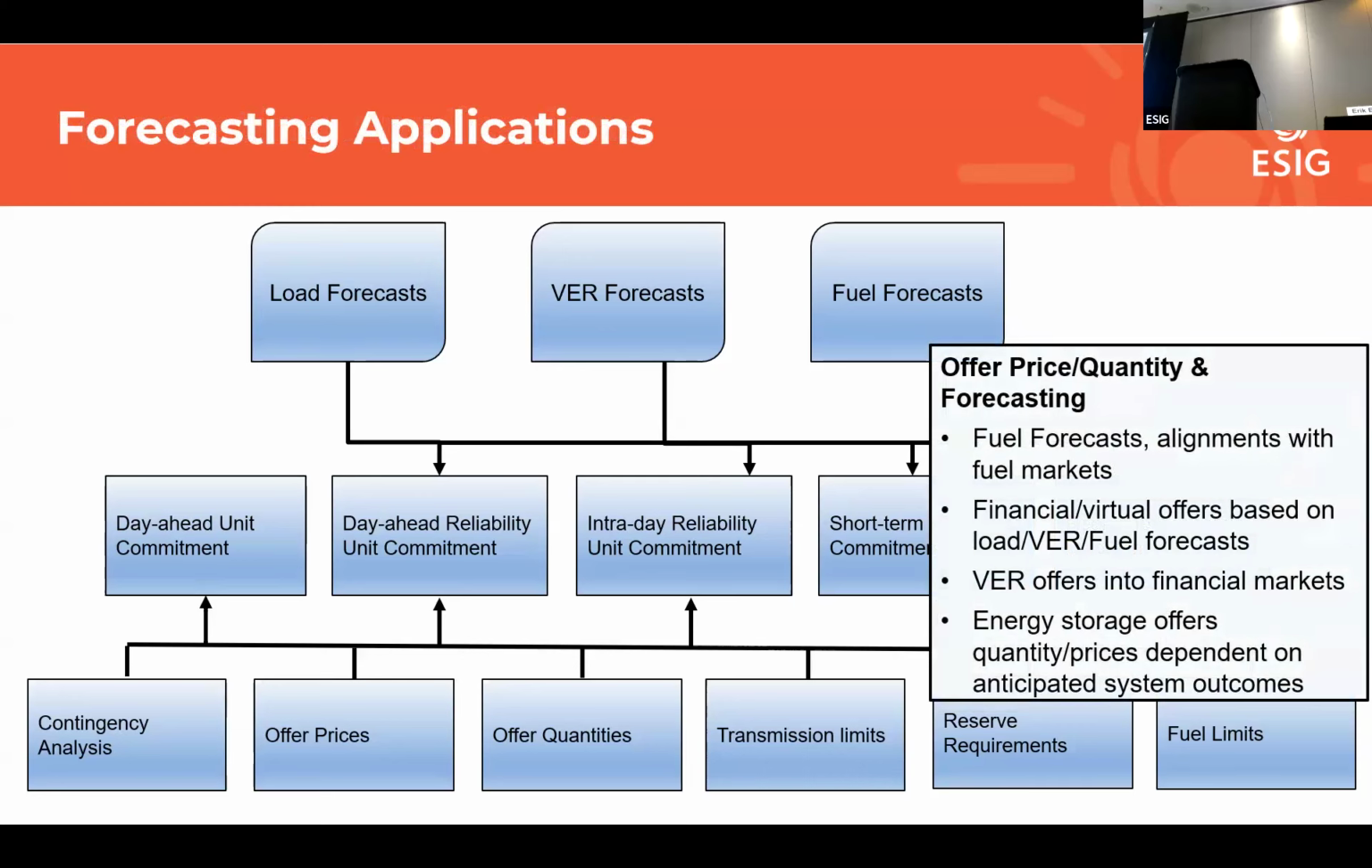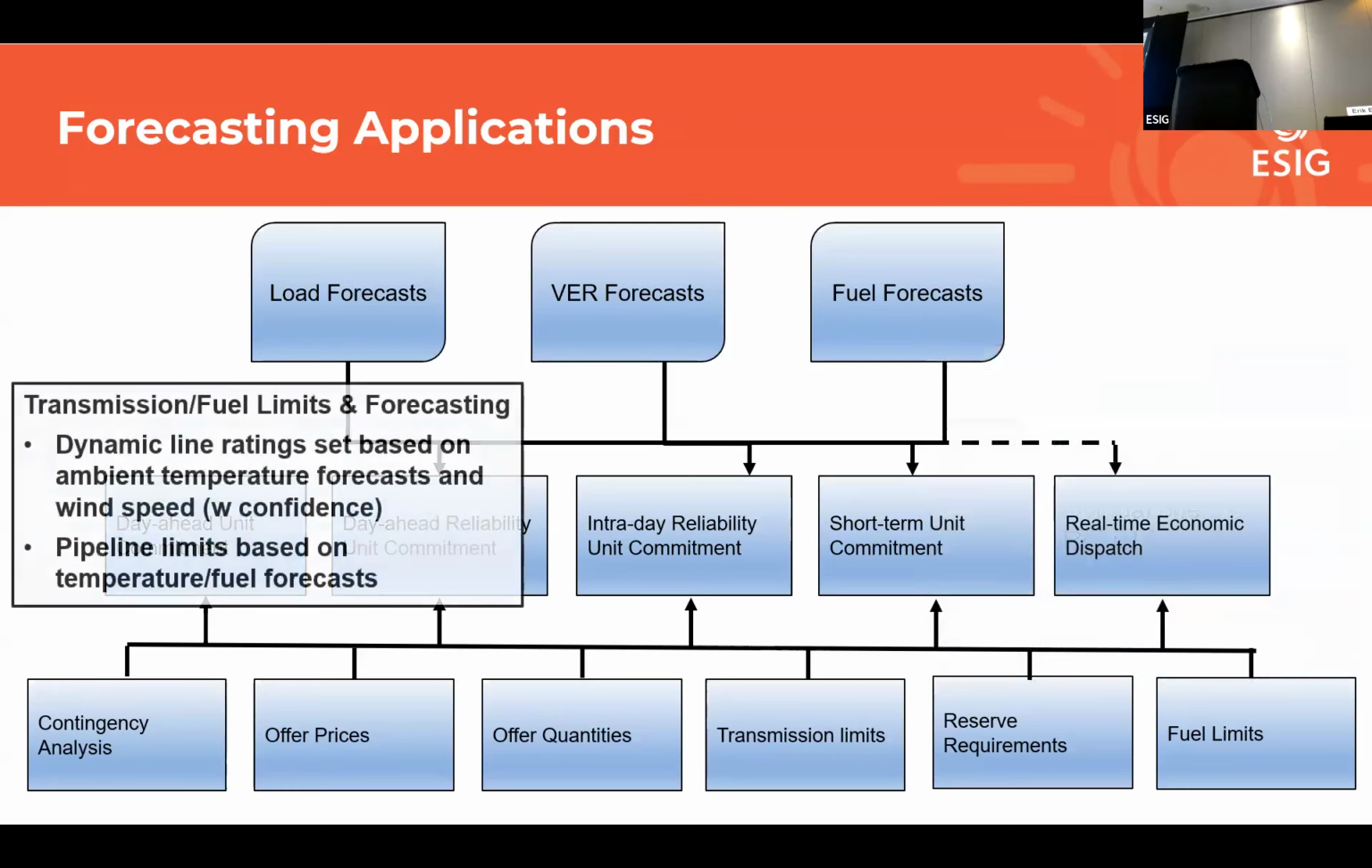And now, again, looking at how these bottom boxes are moving from static input data into changing input based on forecasted conditions. Fuel forecasts, and how to align those fuel forecasts with fuel markets. All of those financial offers actually using the forecast to guide how they're participating in the market, including renewables participating in those markets. Energy storage using that forecast to inform their bidding strategy. These are all things that are starting to change, where these forecasts are being used and where different forecasts are starting to be used.